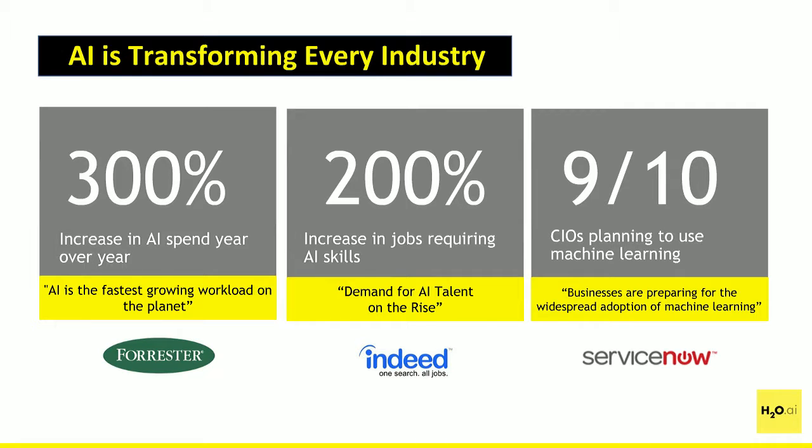And how important is it? So AI is essentially transforming every industry. We are seeing nearly a 300% increase in AI spend year over year. As you can recall from the previous slide, we are at the top of the Gartner hype cycle, if you will. And that means that there is a massive demand for job skills that require AI as well. So nearly 200% growth in demand year on year for AI skills. And most CIOs are considering using machine learning and AI models in production at this point in time.